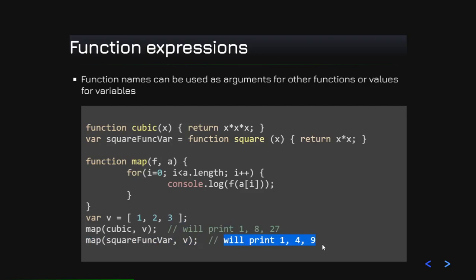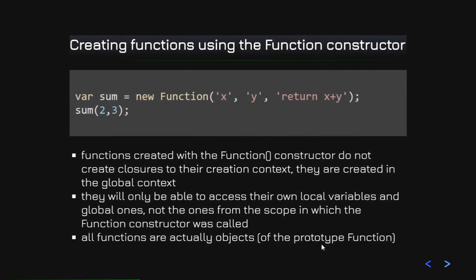Okay, moving on, we can create functions also using the function constructor. Function is an object, this one, and we can create it like this by specifying the parameters x and y and the body of the function, which is return x plus y, and we can call it like this, okay? Remember that we can assign functions as the value of a variable, in this case the sum variable, and we can call the function by using the name of the variable.